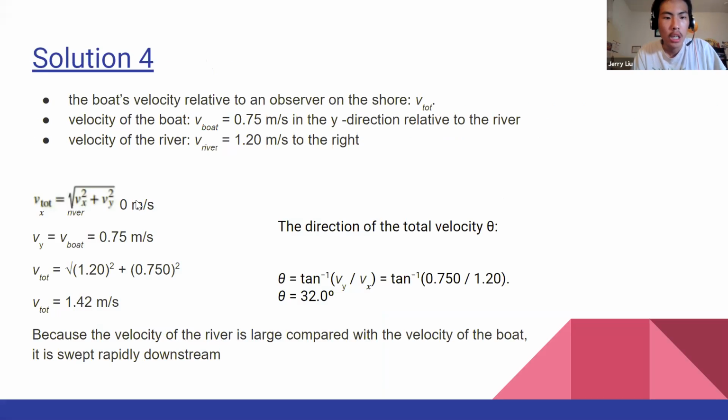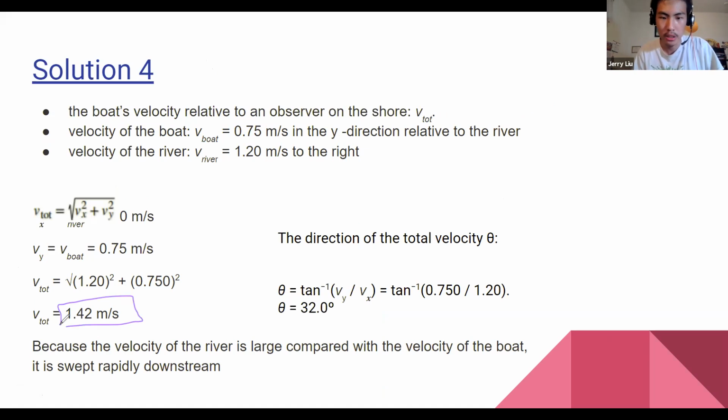Okay, so the velocity of the boat is 0.75, and then the velocity of the river is 1.2. So we will do the square root of the sum of their squares, and we will get this total velocity being 1.42 meters per second. And obviously, this is just a magnitude. We have to get our angle as well.